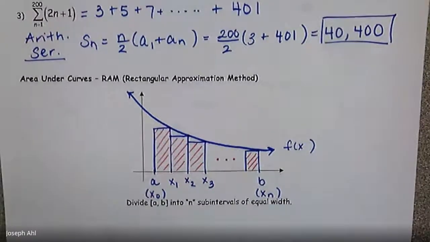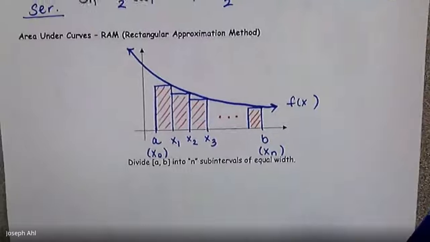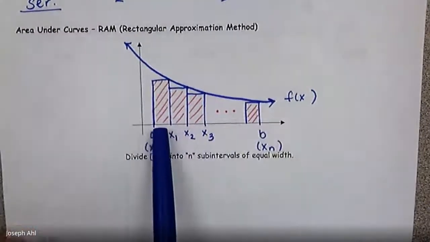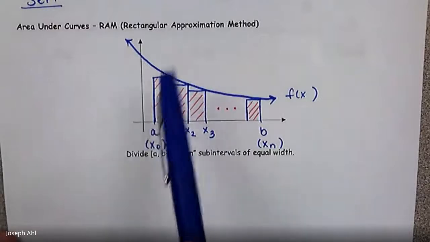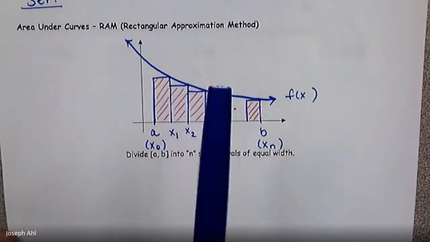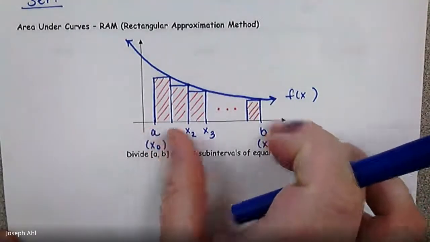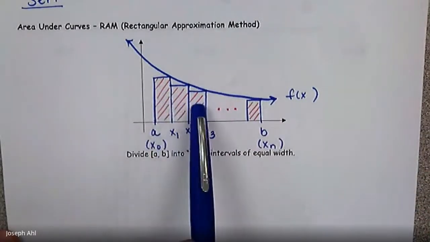I know this curve is not sketched in your notes, so I would like you to take some time and try to get a curve similar to mine in your notes. And what we're doing to approximate the area underneath this curve is breaking up the interval from A to B into a series of rectangles.